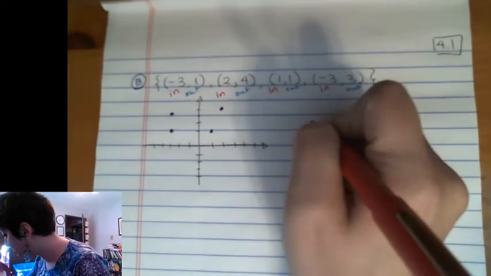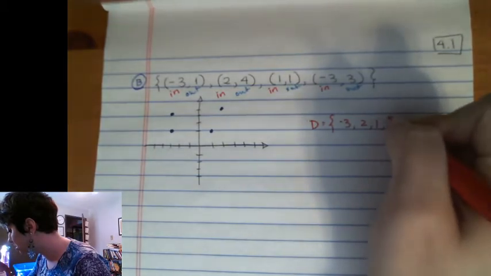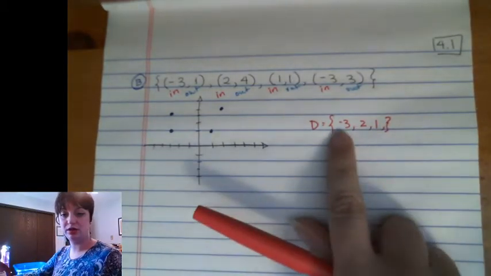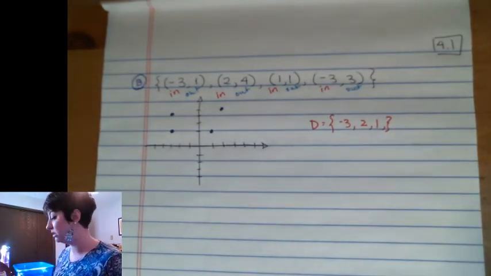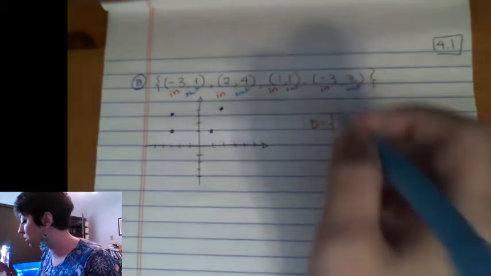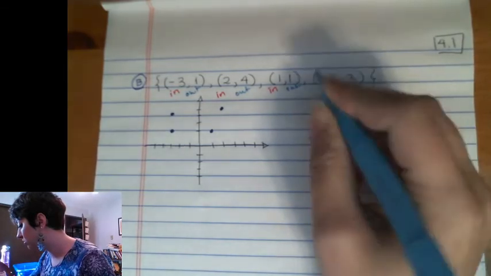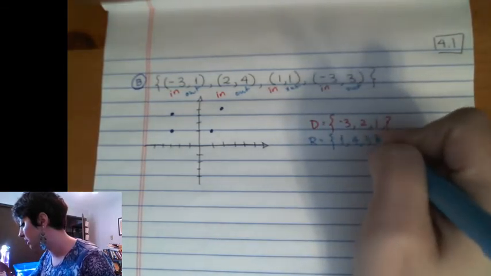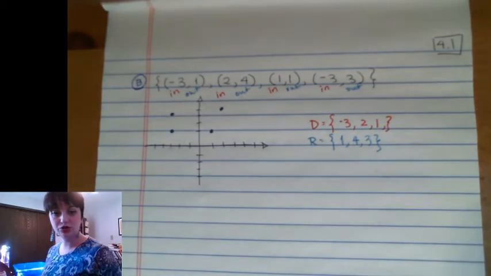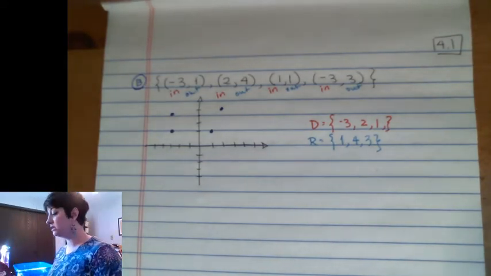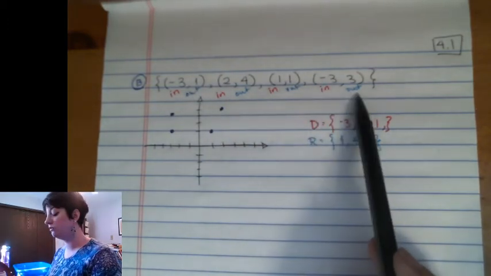The domain is all the stuff that goes in. So I accidentally have an extra comma there. So -3, 2, 1, and then -3 again. I don't have to list the -3 again. The range is all the stuff that comes out. So what comes out is 1, 4, 1, I actually already have listed, and 3. All right. So is this a function? No, right? Because sometimes if you plug in -3, you get 1. Other times when you plug in -3, you get 3.